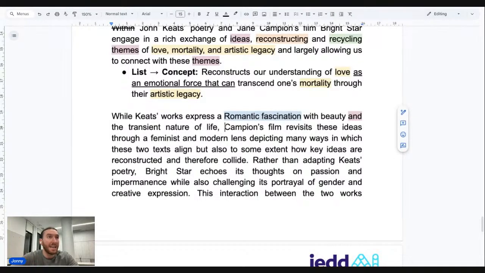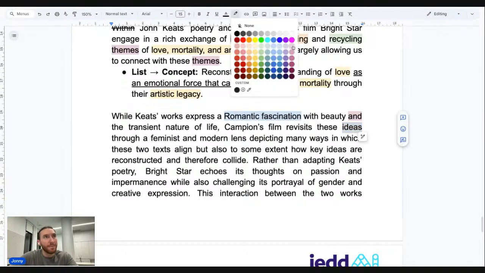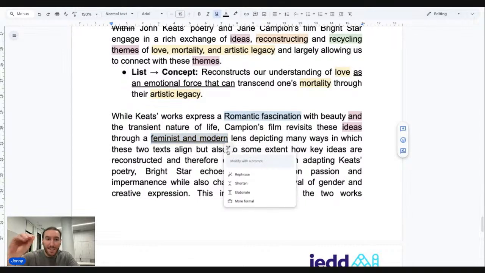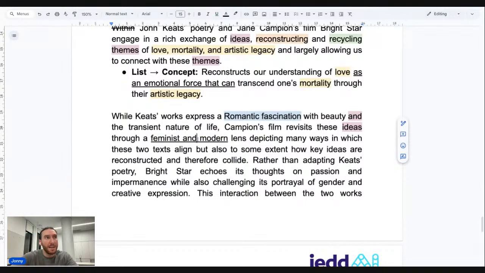Now, while Keats does that, Campion's film revisits these ideas. Okay, again, I don't love the word ideas, but that's okay. We'll see where you go with it. Through a feminist and modern lens. See, there's always 2 things. Every time we're saying something here, it's always 2. Just use one at a time and focus on that significance, okay? Avoid this doubling up all throughout.